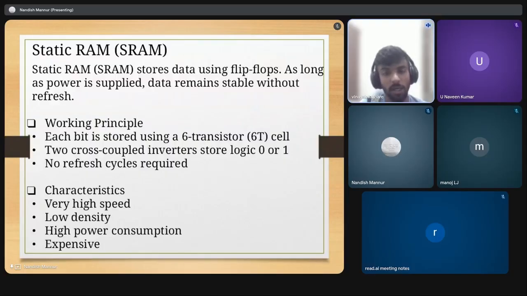The characteristics are: very high speed compared to DRAM, low density, taking more space per bit, and high power consumption due to the continuous operation. It is also costly, so it is not used for large memory sizes. SRAM is preferred where speed is more important than cost. Next slide.